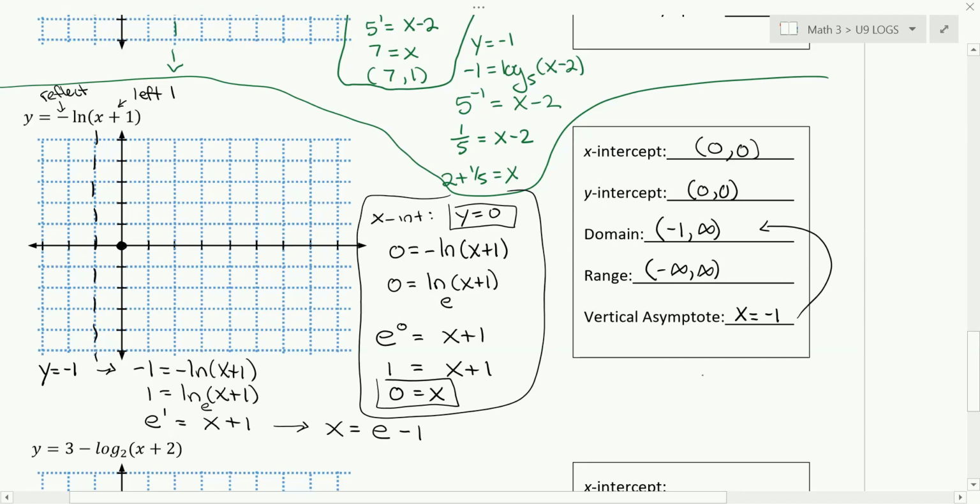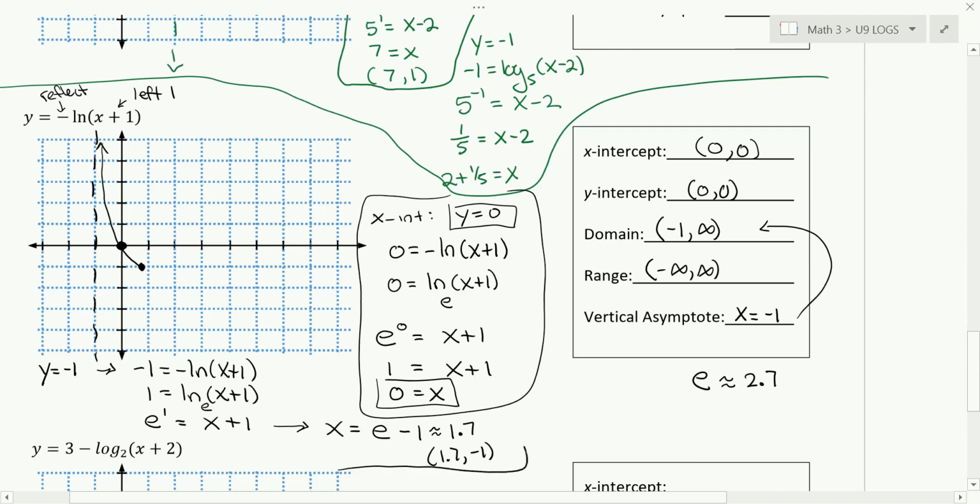So just remember this. E is roughly 2.7, just like pi is roughly 3.14, right? E is roughly 2.7. And so if I have 2.7 minus 1, that's going to be about 1.7. So I have the point 1.7 comma -1. Okay, and it confirms that this thing is decreasing.